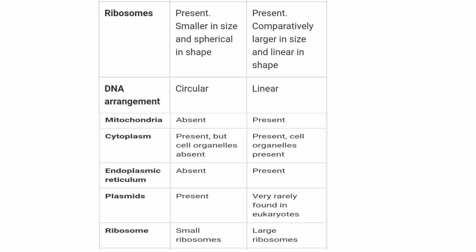Mitochondria is absent in prokaryotes and present in eukaryotes. Cytoplasm is present but cell organelles are absent in prokaryotes, and cytoplasm is present and cell organelles are also present in eukaryotes. The endoplasmic reticulum is absent in prokaryotes and present in eukaryotes. Plasmids are present in prokaryotes and very rarely found in eukaryotes. Ribosomes are small in prokaryotes and larger in eukaryotes.